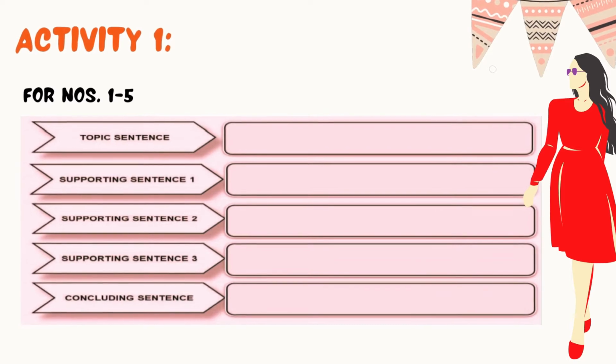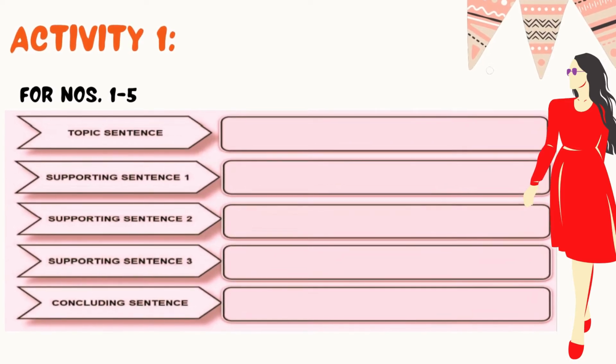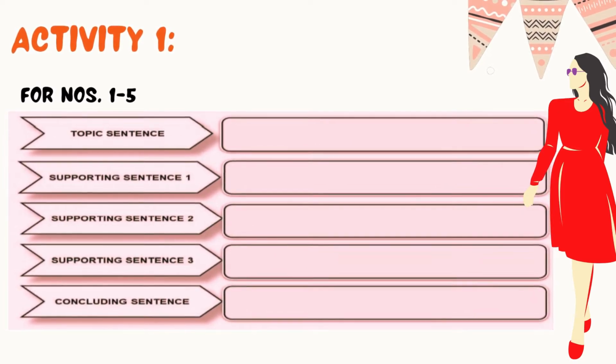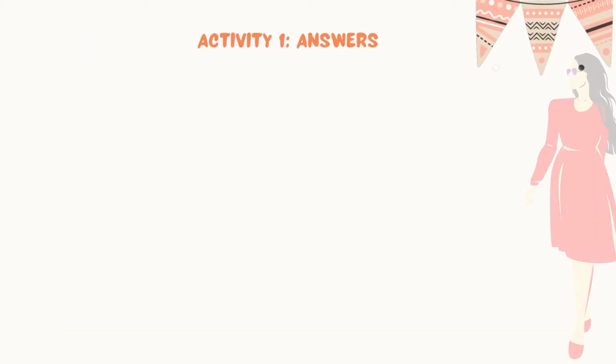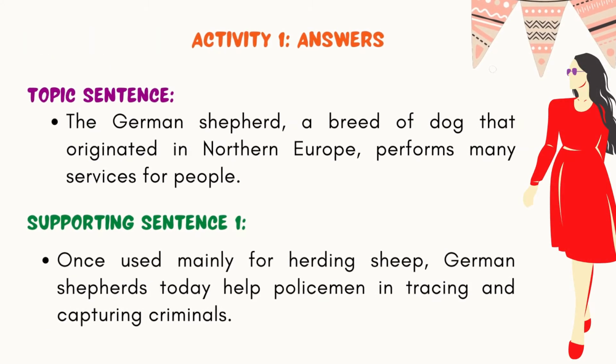For numbers 1 to 5, based on the paragraph read, write the topic sentence, supporting sentences 1, 2, and 3, and the concluding sentence in the graphic organizer. Now let's check your answer.